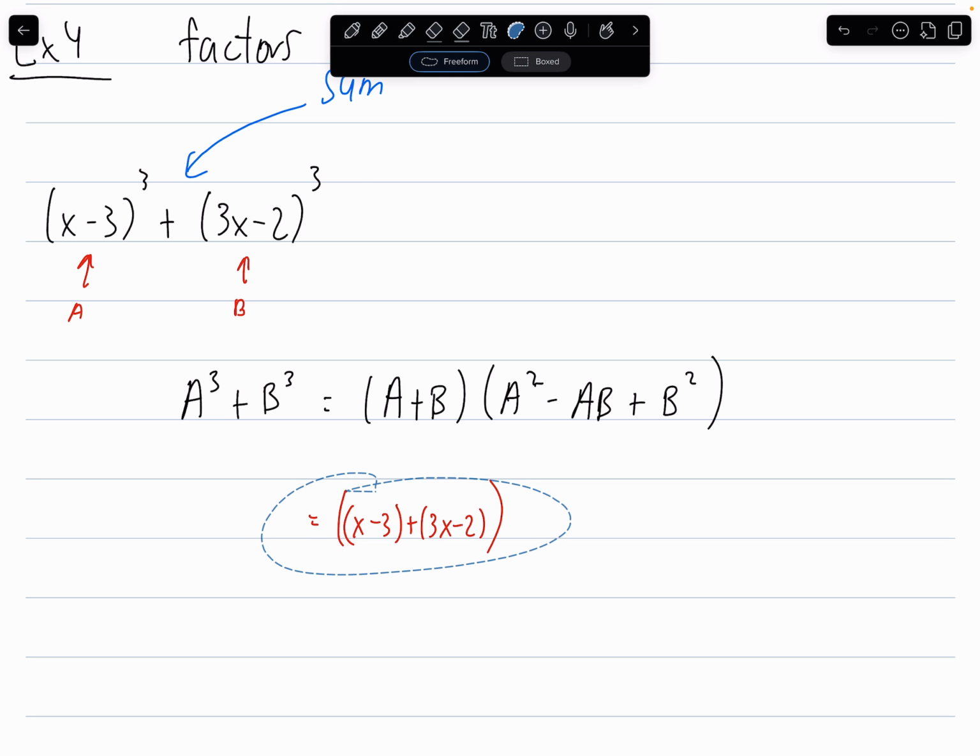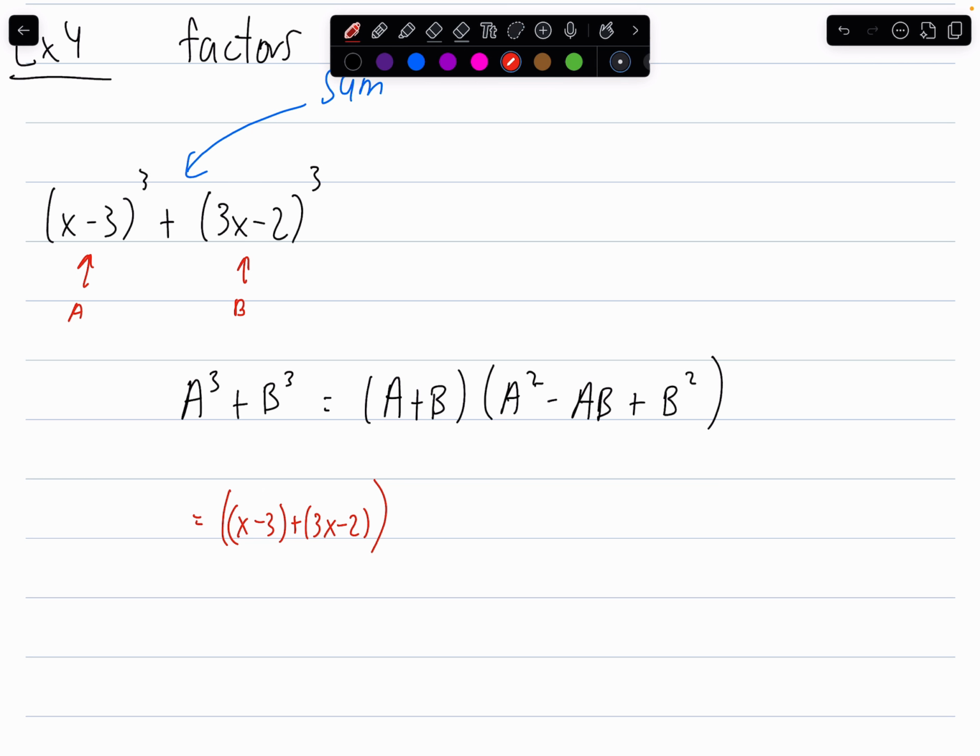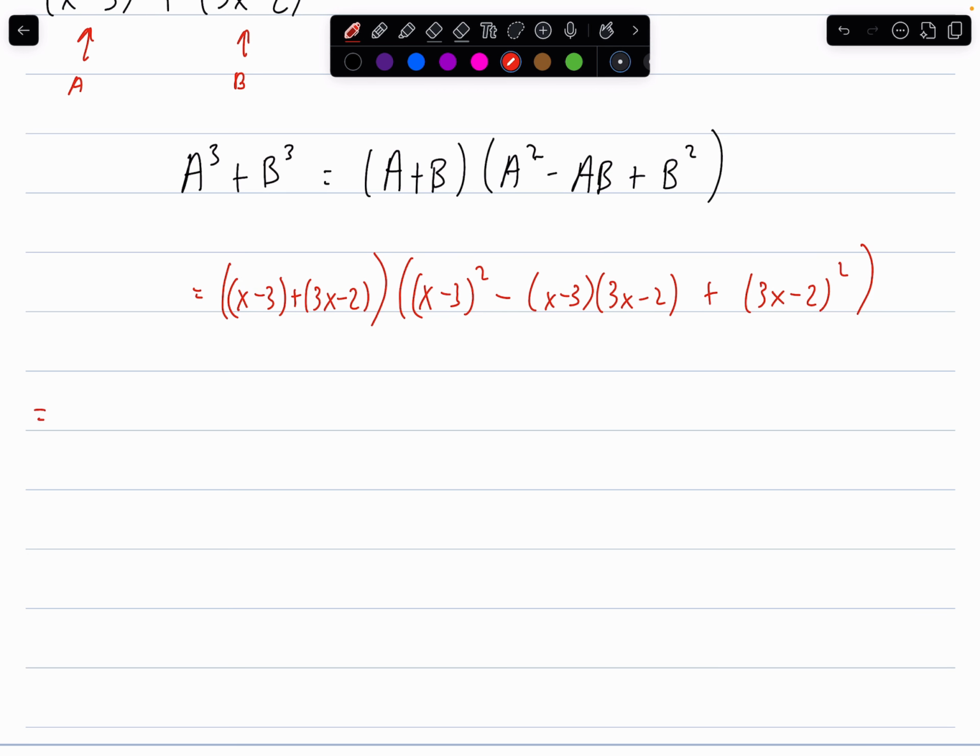I'm just going to move it over to create some space. And then you got a squared, which is x minus 3 squared, minus x minus 3 times 3x minus 2, plus b squared, which is 3x minus 2 squared. Now, obviously, you can't just leave your answer like this. We actually got to chop it up and simplify it. So let's simplify this. This is going to be x minus 3 plus 3x minus 2.